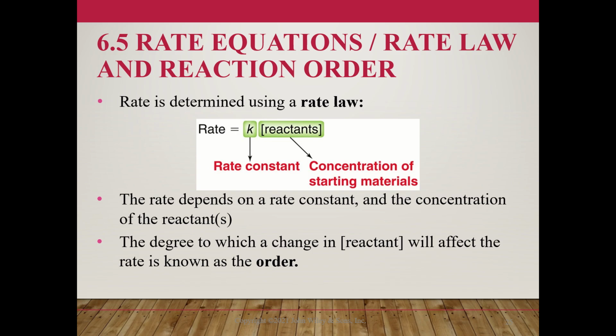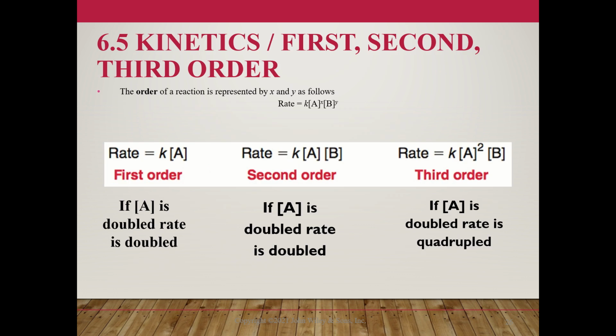So the rate depends on a rate constant and the concentration of your reactants. The degree to which a change in reactant affects the rate is known as the rate order. If all your reactant exponents add up to 1, then your reaction is first order. Essentially, if A is doubled in concentration, then the rate is equally doubled as well.